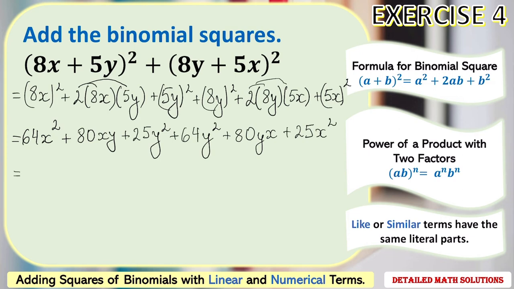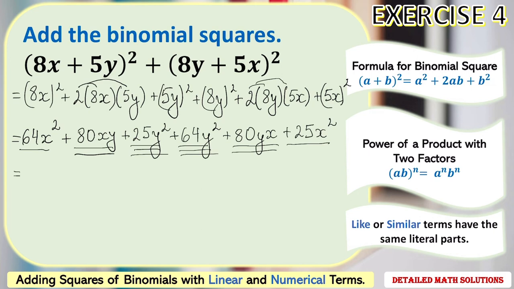As a last step, I need to add all terms that are like or similar. Like or similar terms are those that have the same literal parts. For example, we have 64x squared and 25x squared are like terms. I also have 80xy, which is the same term as 80yx. And then I have 25y squared and 64y squared, which are also like terms.